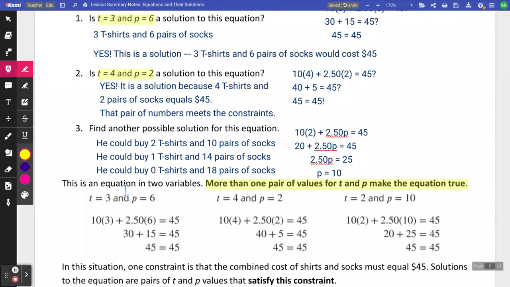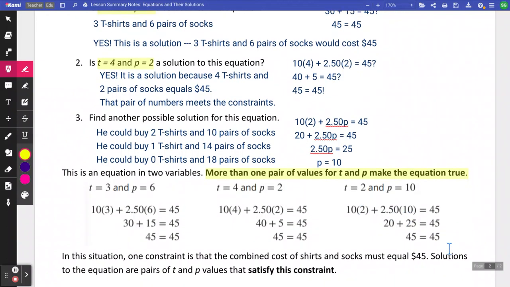For example, here are 3 possible solutions. Earlier, we had figured out t equals 3 and p equals 6, and t equals 4 and p equals 2. Those were questions 1 and 2. And here's another example. T could also equal 2 and p could equal 10 based on this math right here.